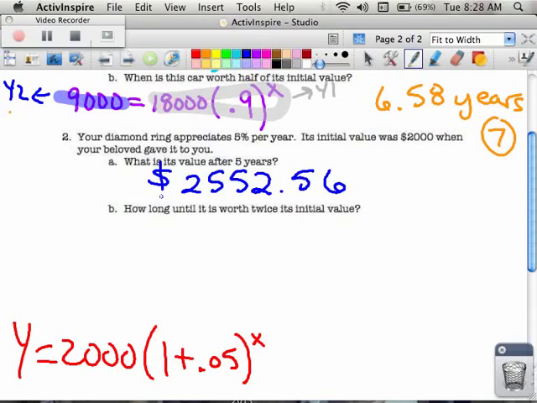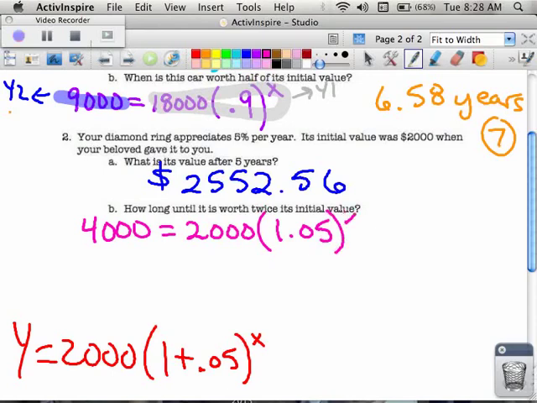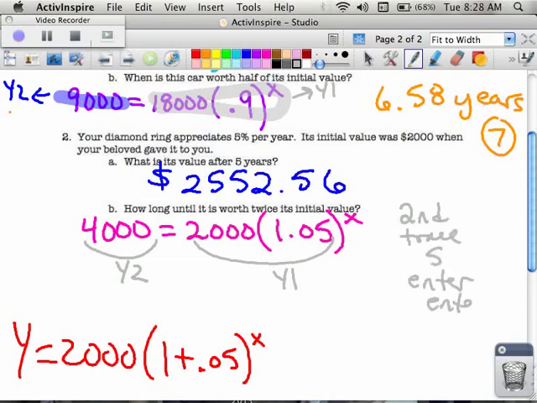And then the next question talks about, okay, well, what about being twice its value? So twice its value would be $4,000. And we start out with $2,000. And we add an increase of 5%, so that's the 1.05 to the x power. We already have the right-hand side in y1. On the left-hand side, we'll put that in y2. And the same thing we've been doing pretty much all day today is second, trace, 5, enter, enter, arrow back and forth, and then hit enter. And see what your calculator tells you for where your value doubles.